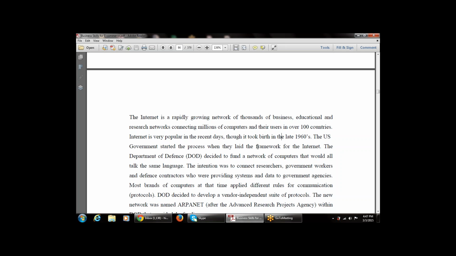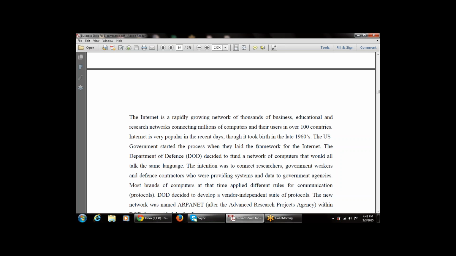The US government started the process when they laid the framework for the internet. The framework is known as the DoD, that is the Department of Defense, which decided to fund a network of computers that would all talk the same language. That is, the DoD first of all decided to make a collection of computers in which every computer speaks the same language.